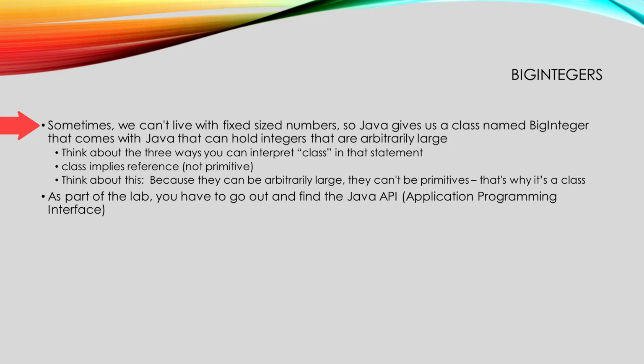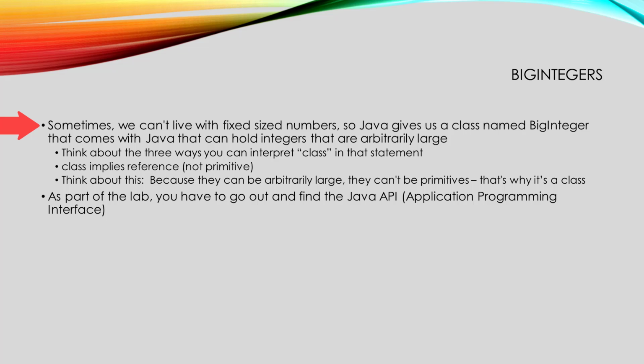By definition, our primitive types have to have fixed capacity because the compiler knows how much space to give them. Sometimes we need to be able to hold numbers that are even bigger or even more negative than a long can hold. To do that, Java gives us a class named BigInteger that can hold integers that are arbitrarily large. It's important to think about the fact that something that is arbitrarily large would have to be an object. It has to be a reference type because primitive types have fixed sizes so the compiler can allocate the space. Since we need this to be arbitrarily large, it can't be primitive.